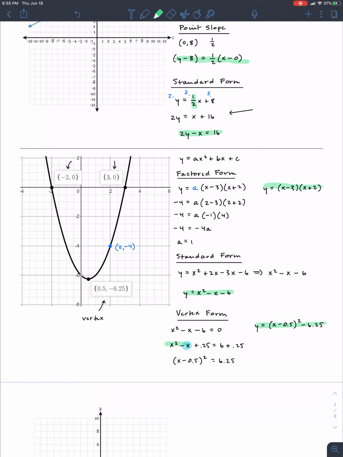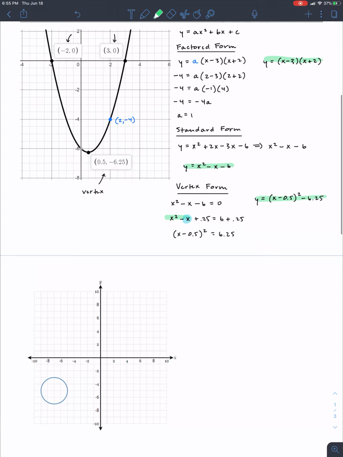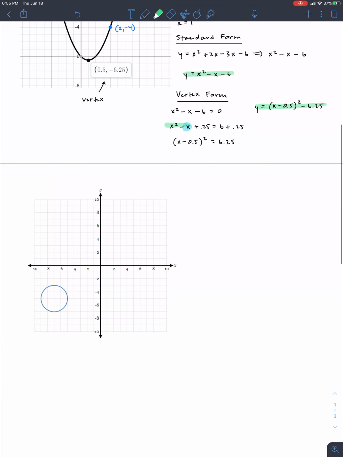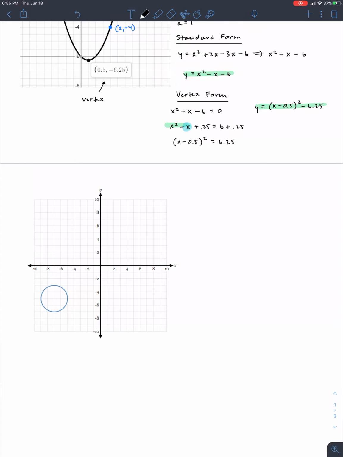Here are 3 equations that mean the same thing, but are different. Okay, so equivalency. And you'll see these pop up every once in a while on a PSAT question. And then the last one is circles. Okay, so typically when we talk about circles, we graph them in what we call vertex form.